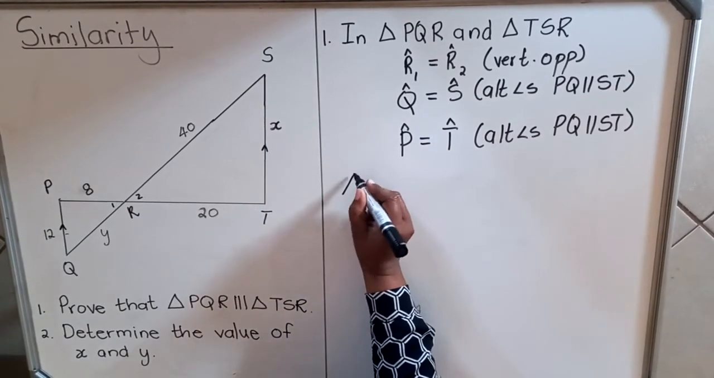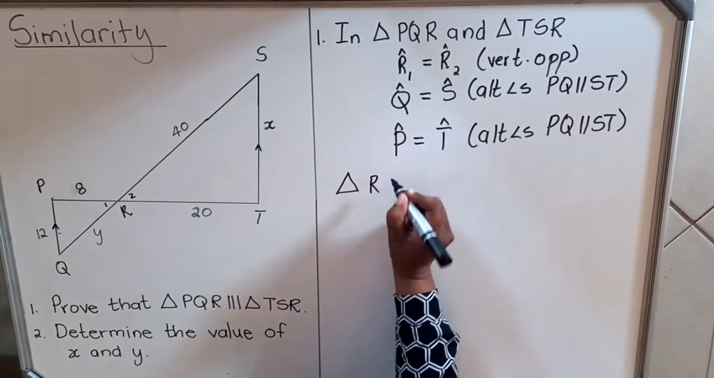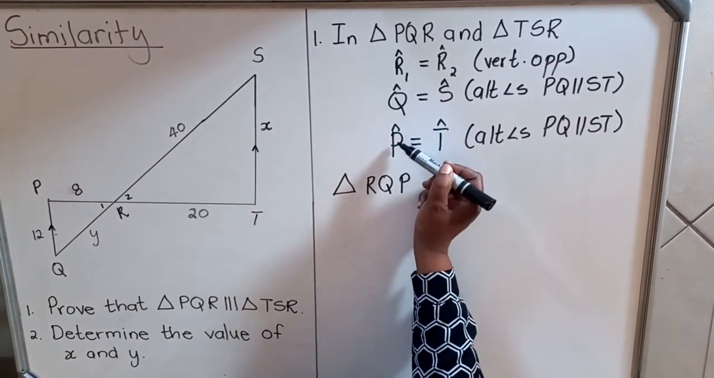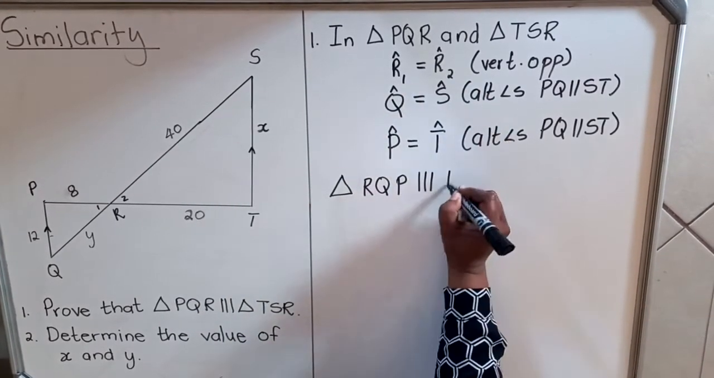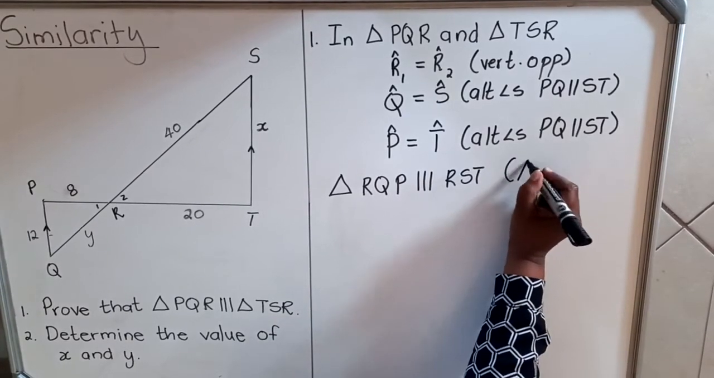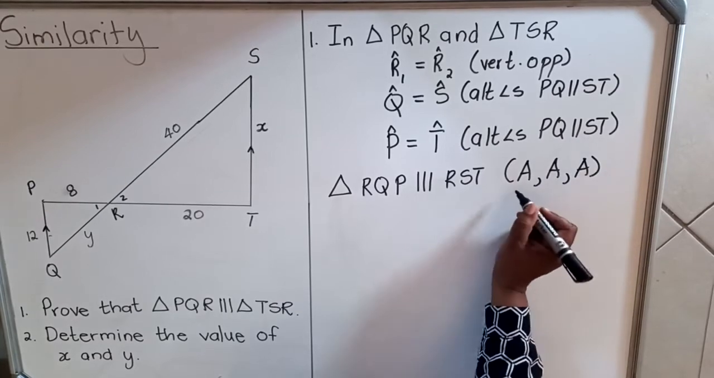Don't include lines for similarity. You can say now, triangle RQP is similar to triangle RST. Please write the order: this angle, that one, and that one. And your reason is always angle, angle, angle. You get a mark for writing that.